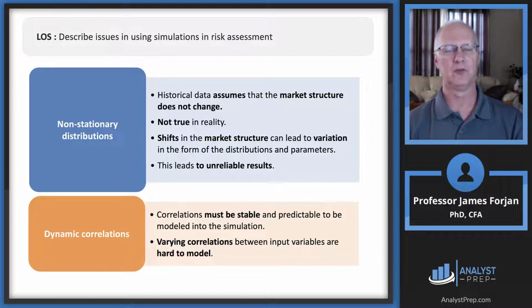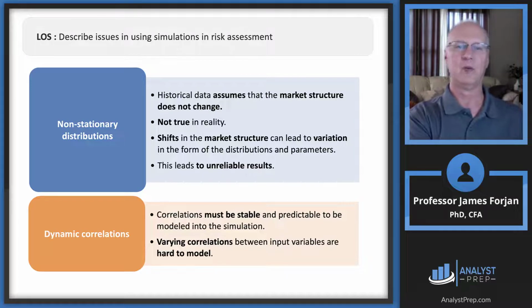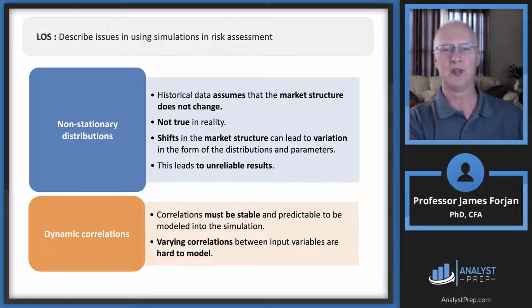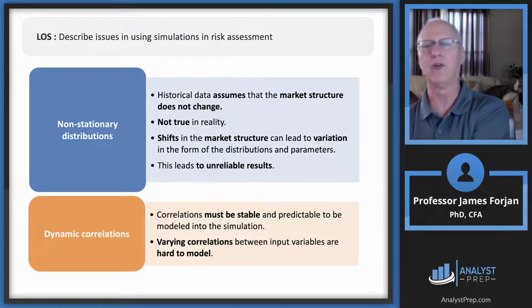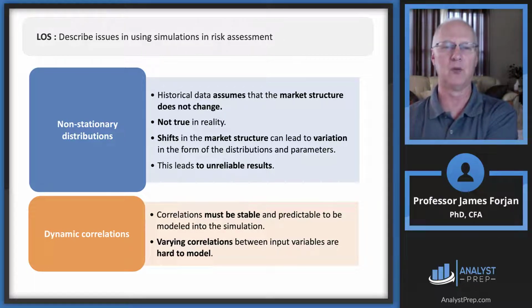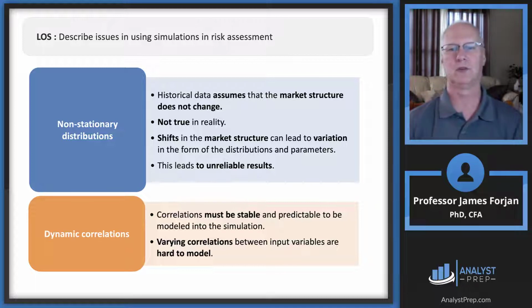Non-stationary distributions, of course, we talked about this just briefly. Historical data, right? That market structure does not change. So Malibu Boats, if it had a normal distribution for revenues in the 90s, does that mean that golf cart revenues are going to have a normal distribution in the 2020s? I don't know. It might, but probably not.